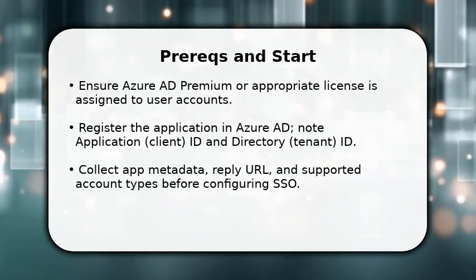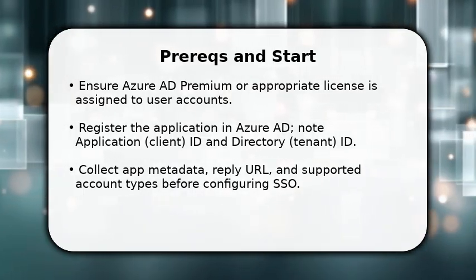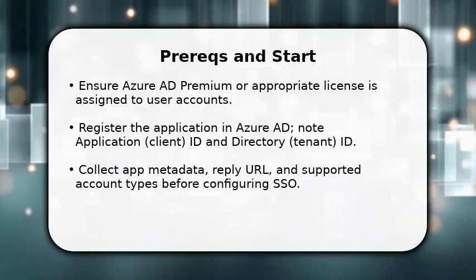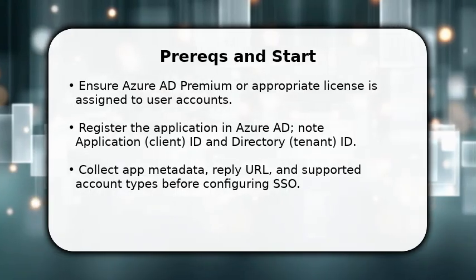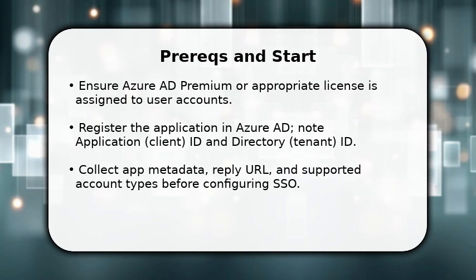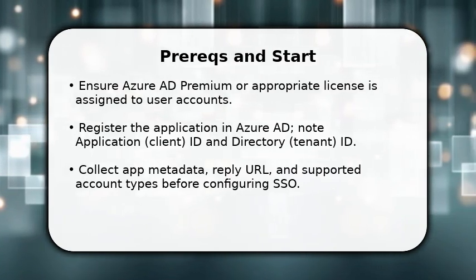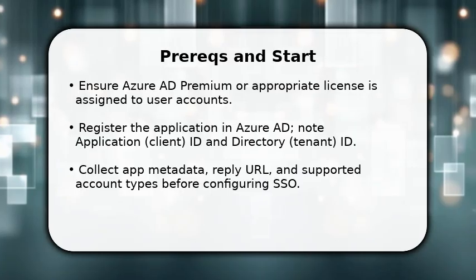You'll need them later. Make sure you've collected the app's reply URL and decided on supported account types, single tenant or multi-tenant. These choices determine access scope and how users will authenticate, so pick them deliberately.